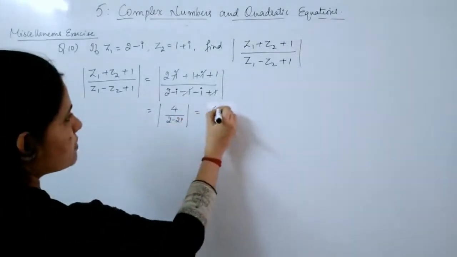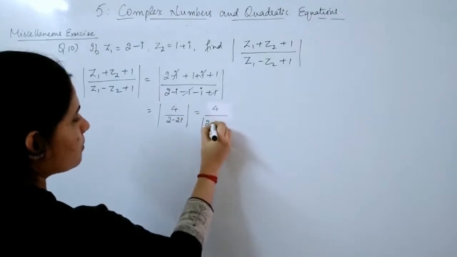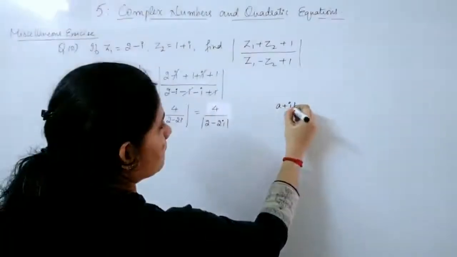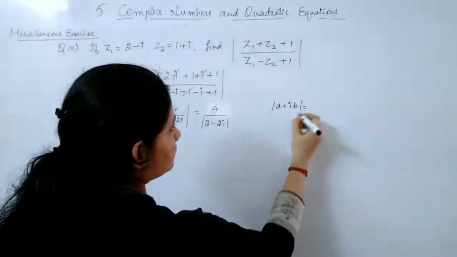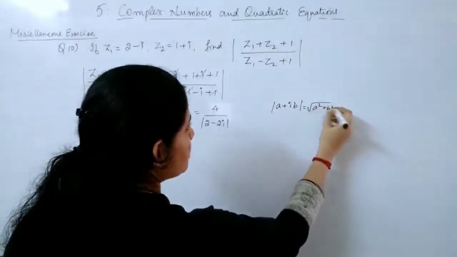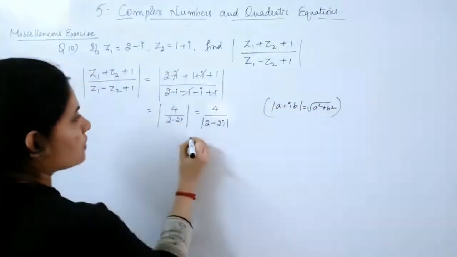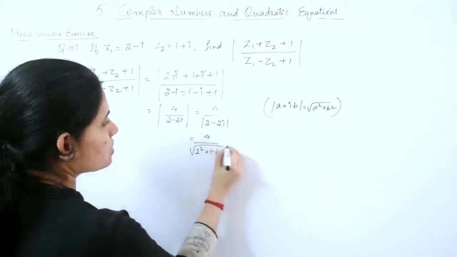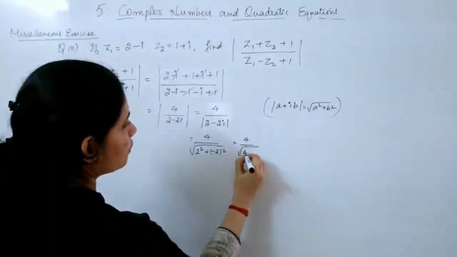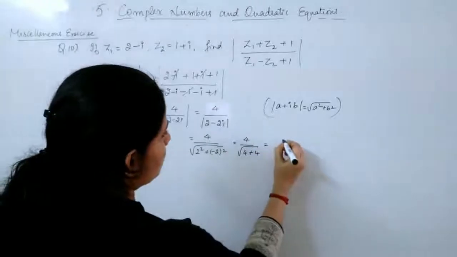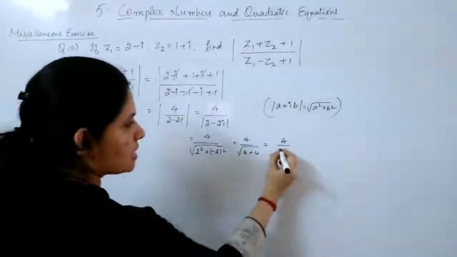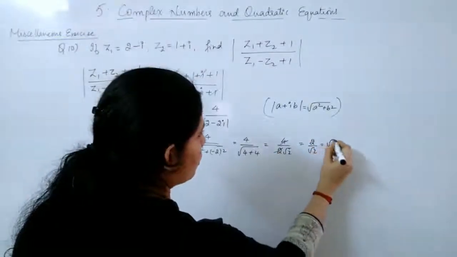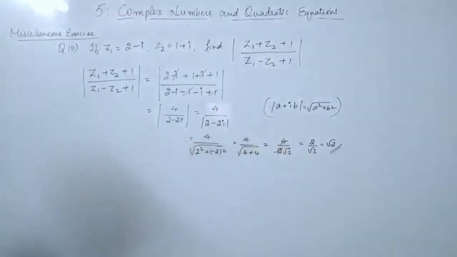Modulus of 4 is same as 4, so it will be like 4 by modulus of 2 minus 2i. Now if you have a plus ib, modulus of a plus ib is root of a square plus b square. That you can apply here, so that you will get, it is 4 by root of 2 square plus minus 2 the whole square, which is 4 by root of 4 plus 4 will give you 4 by, this will give you 8. 8 is 2 root 2. So that you will get it to be 2 by root 2 or root 2. So the modulus value is root 2.